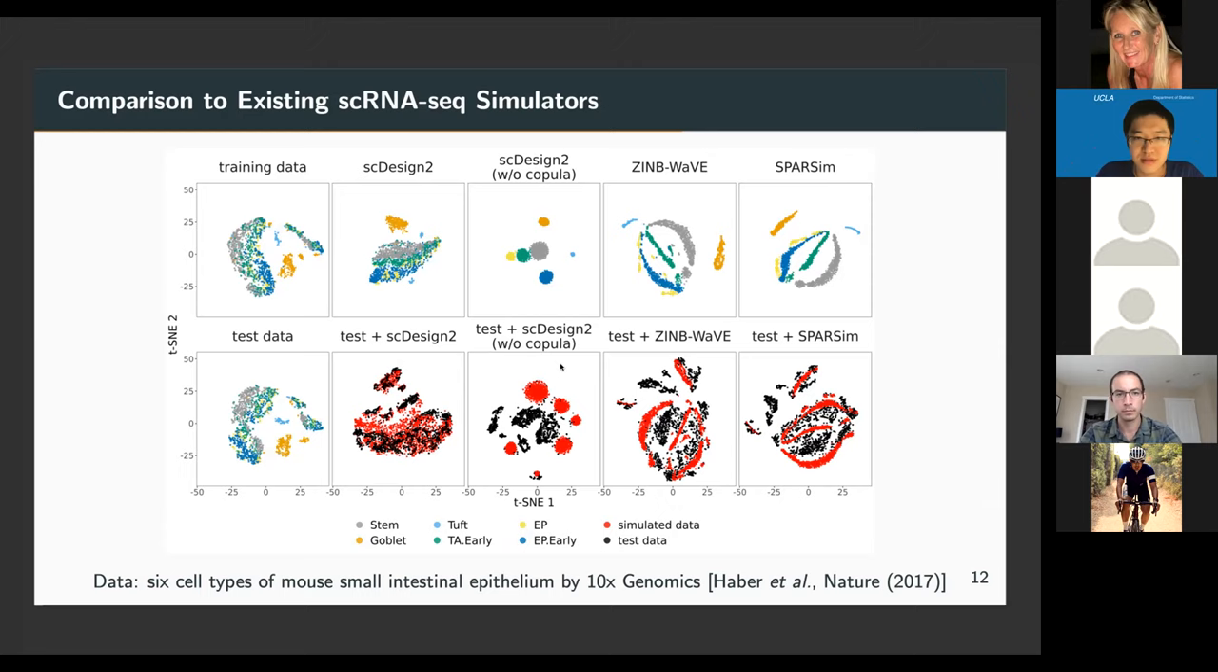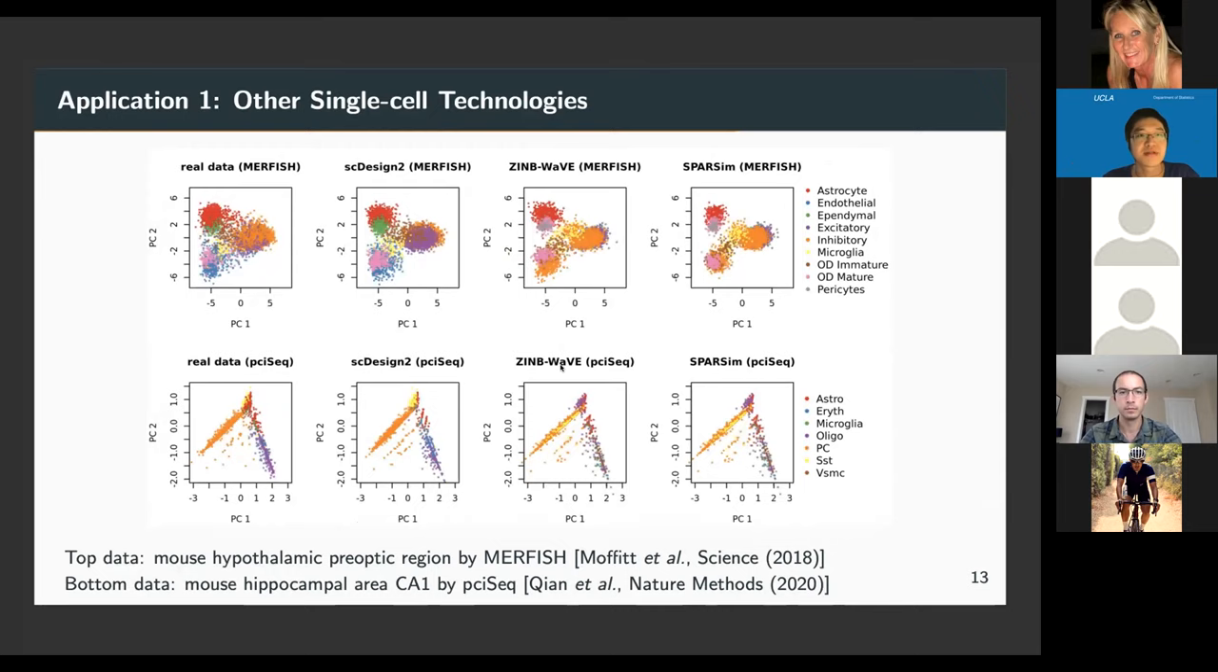Okay, so now I'm going to talk about some of the applications of our method. So first is a straightforward application. This is showing that in addition to the single cell RNA-seq technology, we can also apply our method to other single cell technologies. So here we have the dimensionality reduction results for the Merfish data and PCI-seq data. And we can see that ICDN2 can also preserve the 2D structure, the global structure of the Merfish data and PCI-seq data very well. Although this is not single cell RNA-seq technology, this is spatial transcriptome technology, I think.